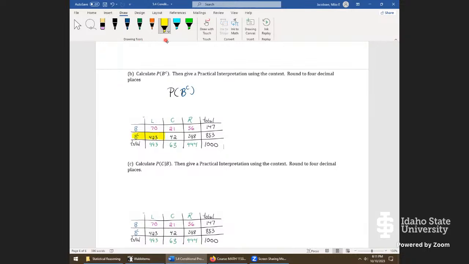That means we're really concerned about this information right here. In particular, the total is what we want, 853. There's 853 ways in the hypothetical 1000 table that B complement occurred, meaning the kick was not blocked. That was a successful goal kick. So this will be 853 for the numerator. Divide by 1000. And we get 0.853 to solve that problem there.